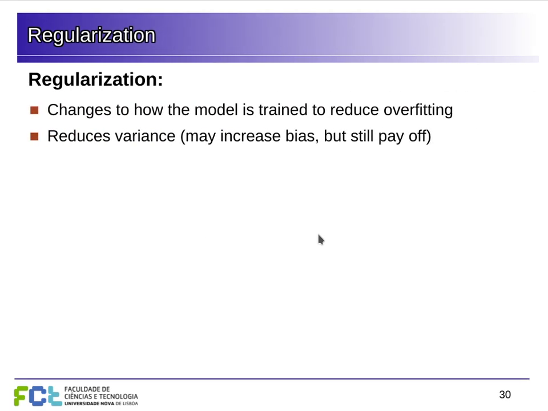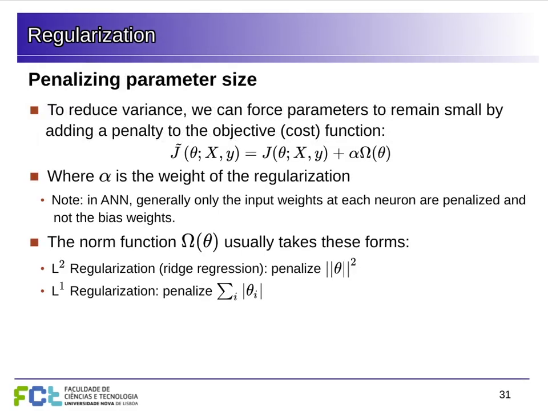Regularization is a change to how the model is trained to reduce this overfitting effect. So, to prevent the model from adjusting too much to the data. This way we can reduce variance. It may increase bias a bit, but usually it pays off because we start with models that have very high variance, and if we cut down the variance, we reduce the overall error, the true error of the model. So let's see how we can do this with neural networks.